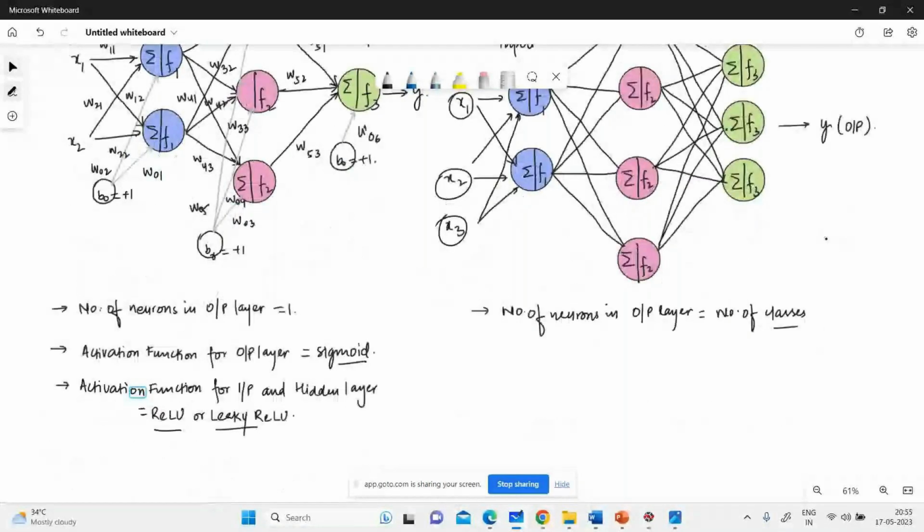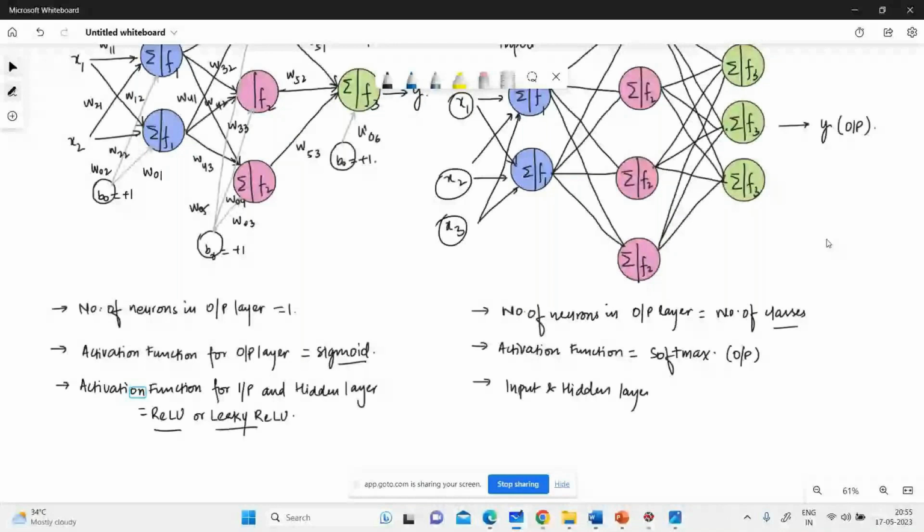Next, my activation function, again, this one is fixed. F3 will be fixed. And what is that? It will be softmax. The output layer activation function will be softmax. And the input and hidden layers will be either ReLU or leaky ReLU.